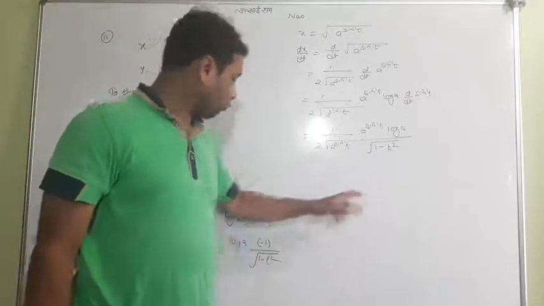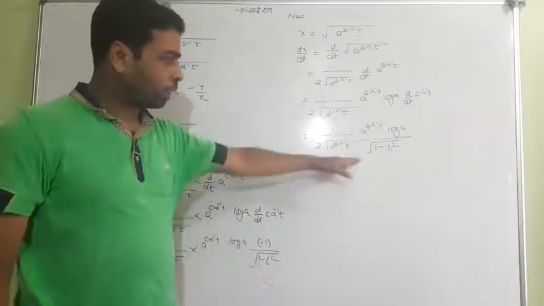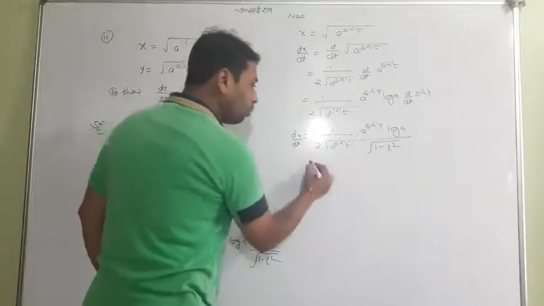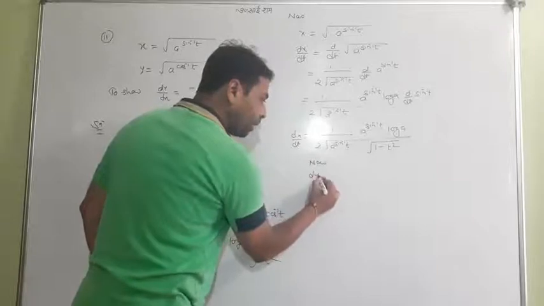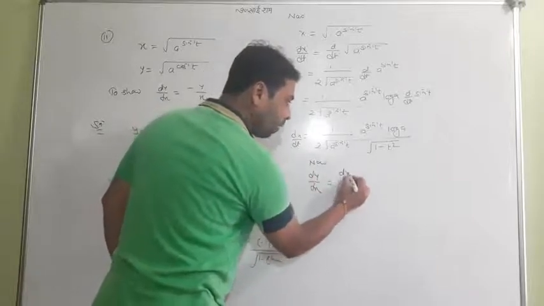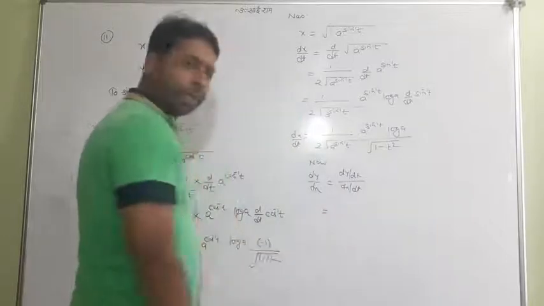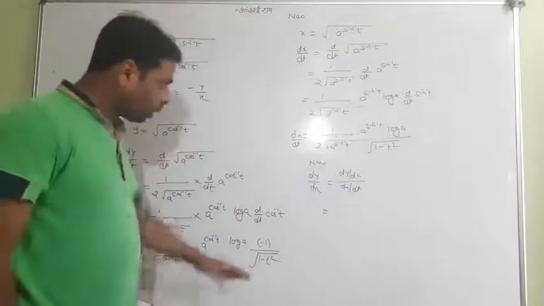It is the same. Now we have got these two. Then finally I'll go with dy by dx, which means dy by dt upon dx by dt, and now divide. So dy, look at the term. I'll tell you.